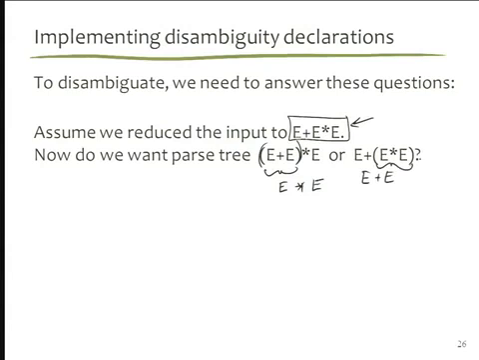So which one do we want, first of all? We want the one on the right because we want multiplication to be lower in the tree. And if we reduce this first, then it will be pushed down the tree, right? Because the result of that will be, right, this will be an E. And now we have what on the input? Now we have E plus E, with this multiplication being lower in the tree. So indeed we want this one. Okay. How would we make that decision?